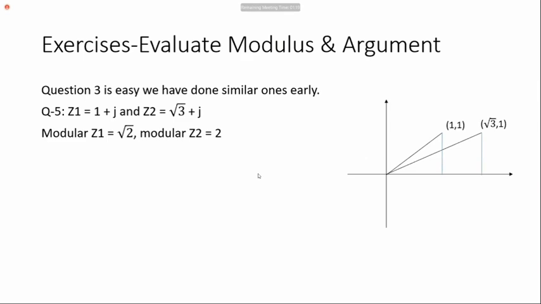First one. These are the modulus values and the arguments of each complex number. The argument of Z1 is equal to 45. The argument of Z2 is 30.